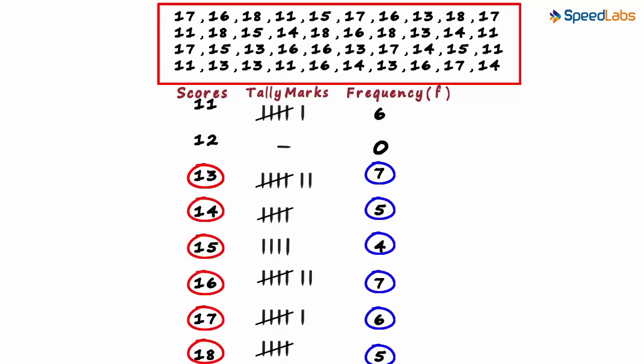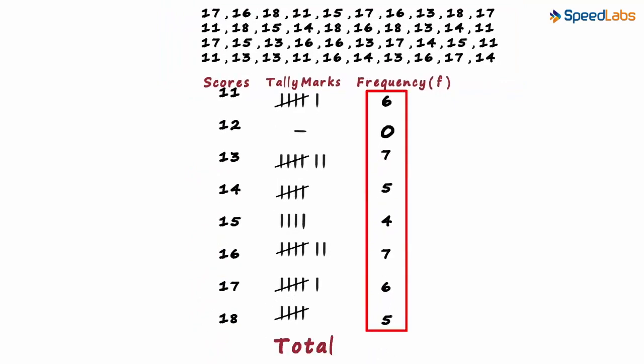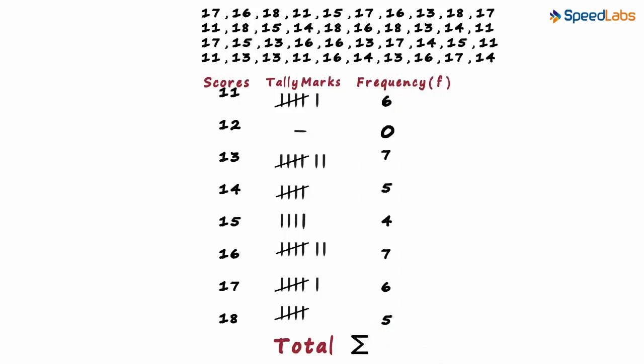Now here's something you need to know. If we find the total of all the frequencies, we should get the total number of students. Sum of all these numbers does give us a 40, and that is written as summation of f equals 40. This sign is called the summation and means sum of a set of numbers. In this case, it means sum of all frequencies.